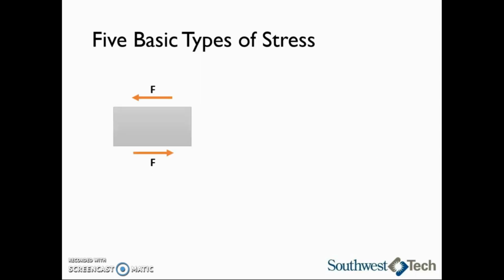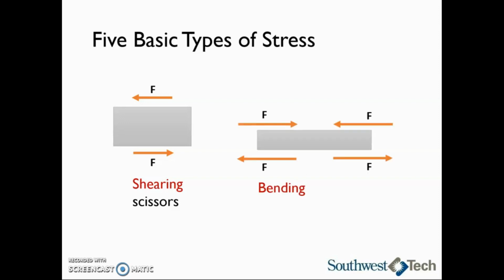The fourth type of stress is shearing. In a shearing stress, the forces are applied in opposite directions on the same plane. An example of shearing would be a scissors. You have the 2 blades applying forces in opposite directions in the same plane. The fifth and final type of stress is bending.